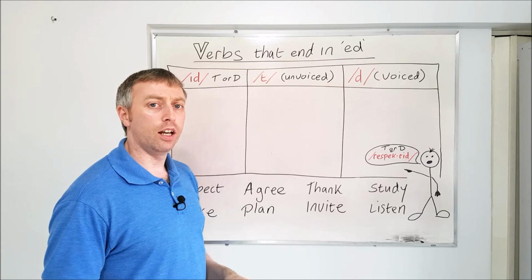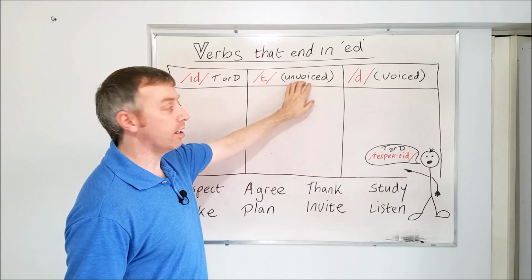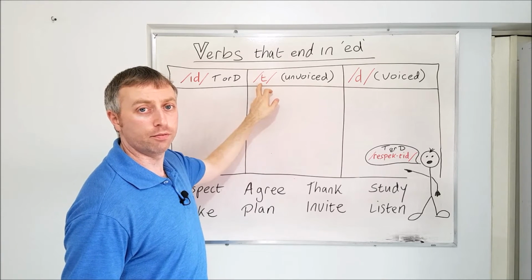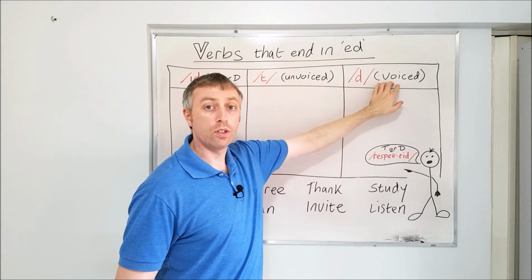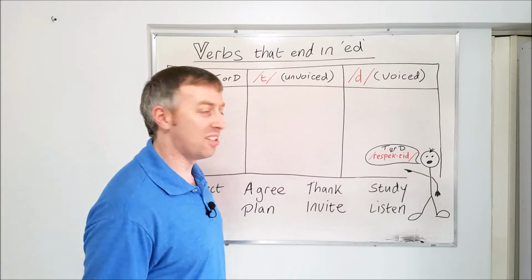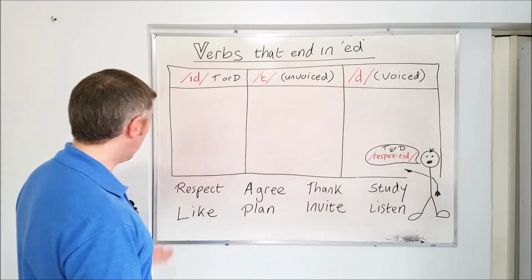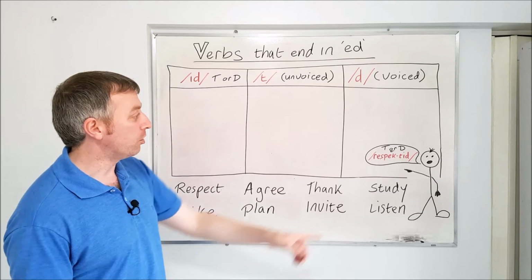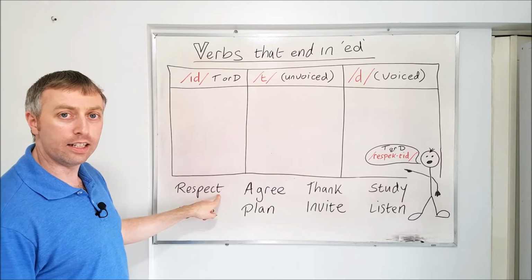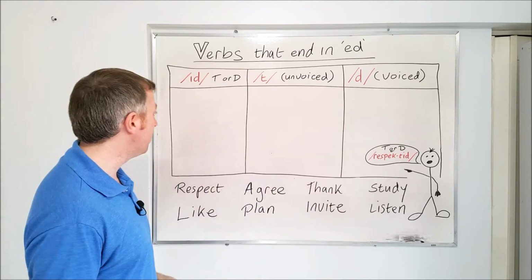Now, if the last sound of the word before the ED is unvoiced, you are going to use the T sound. If the last sound is voiced, you're going to use the D sound. So, as you can see, our friend T-Chair here is back. He's already given us the answer to the first one. He's telling you, it's a T or a D. It ends in a T. So if it's a T or a D, respected becomes respectid.